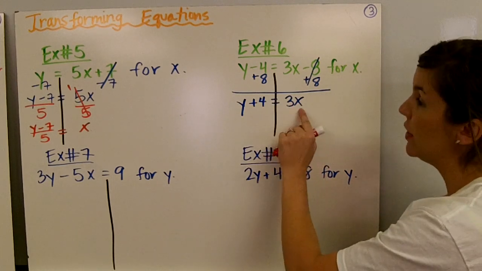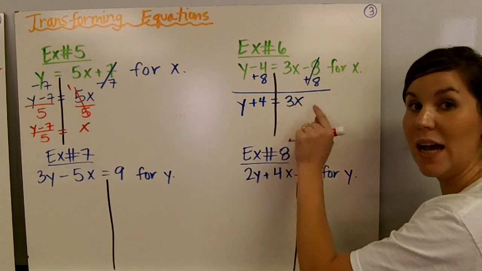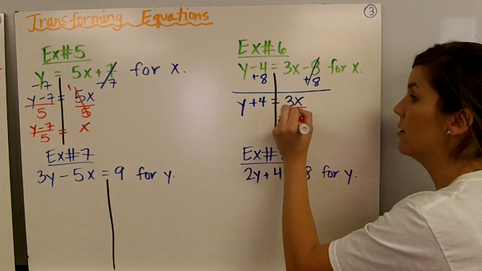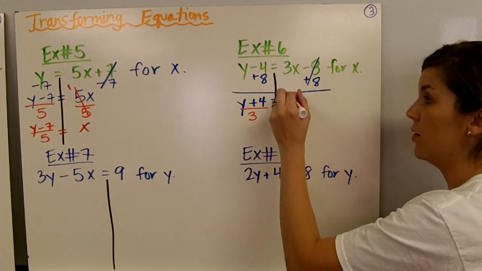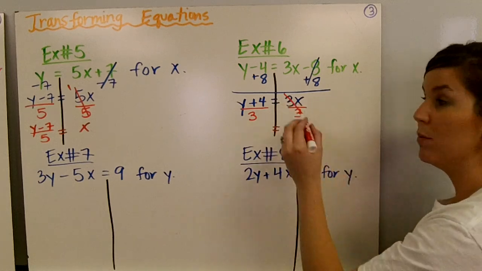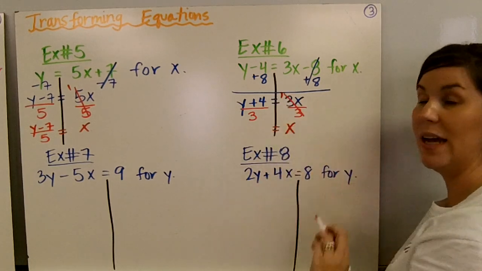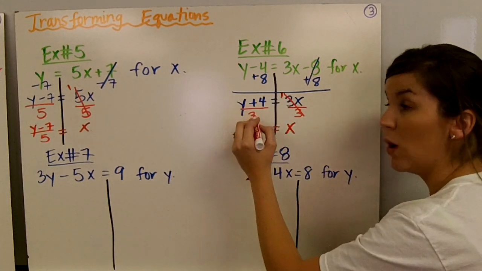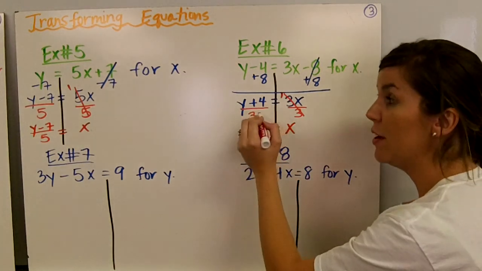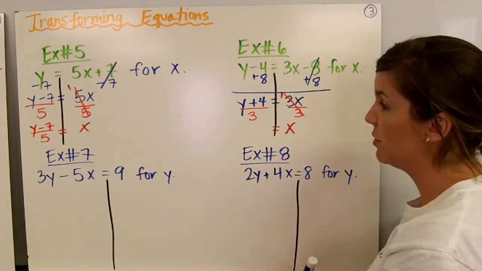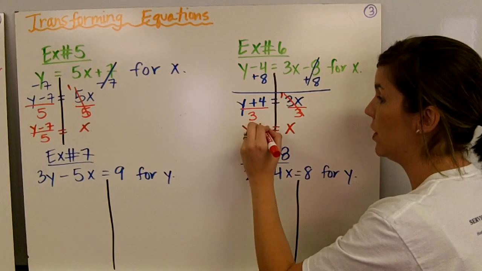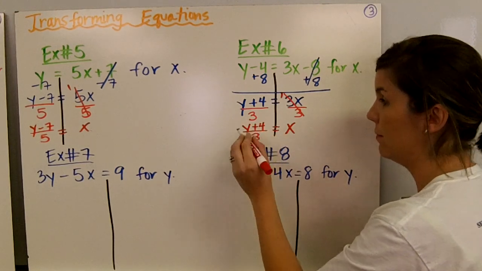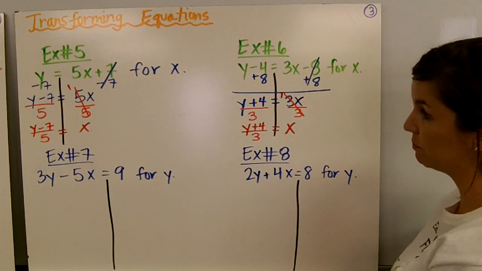Get rid of the 3 in front of the x. So this is 3 times x. So I will divide both sides by 3. 3 divided by 3 is 1. 1 times x is x. Here, y divided by 3 doesn't simplify, and 4 divided by 3 doesn't simplify either. So y plus 4 divided by 3. This would be equal to x.